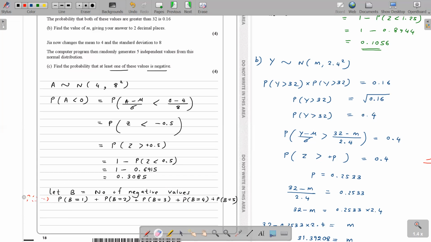So if the total probability is 1, children, what you can do is to find the probability of at least one negative. From the total probability 1, you subtract the probability of getting 0 negative values. Everything is positive. Okay.